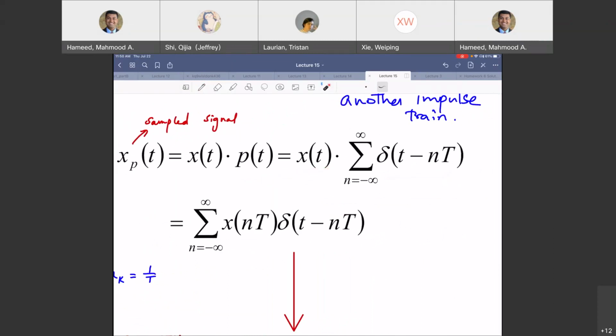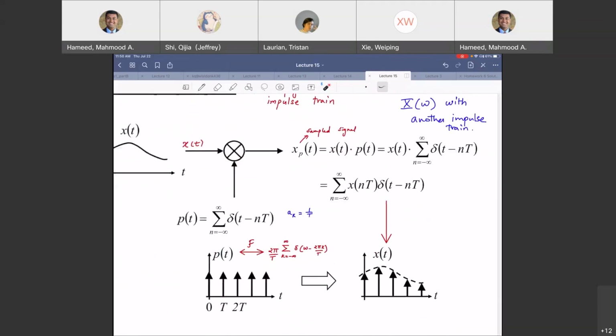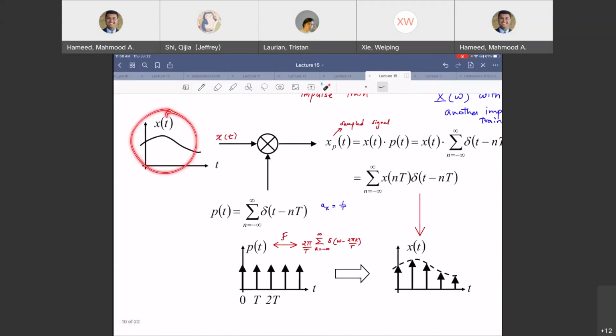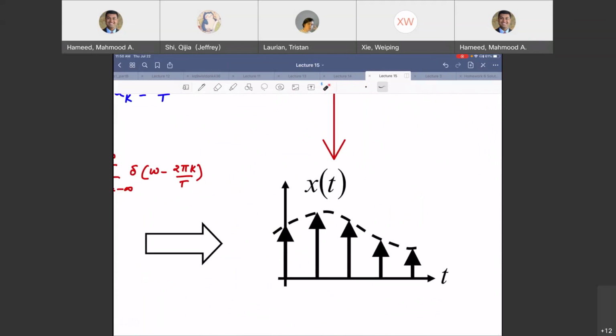You essentially evaluate that function at those times when the impulse is valid, right? So you have summation over all n of x of nT multiplied by the impulses at T, 2T, 3T, and so on. So what is this going to look like? Well, all of this got multiplied with this to give you this, right? You still have impulses, but their locations are at 0, T, 2T, and so on.